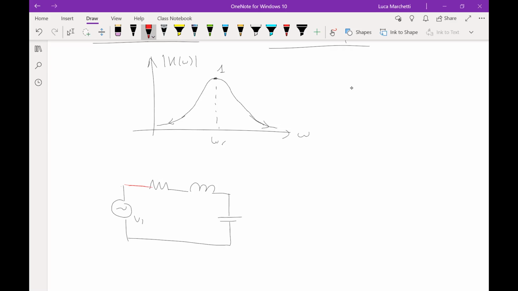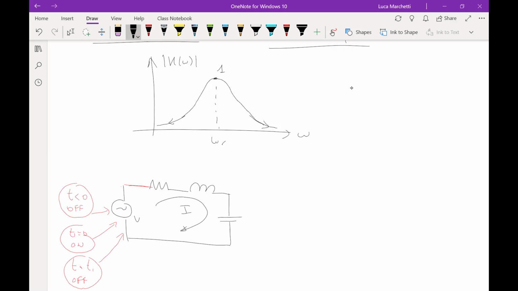Let me repeat the example. Let's say that at the very beginning, for t lower than 0, the voltage source is off. At t equals 0 it becomes on, and then at t equal T1 it becomes off again, okay? I mean this source here. So at the very beginning it is off, then it becomes on, then I turn it off again. When I turn it on, some current starts to flow, right? And then I turn it off again.